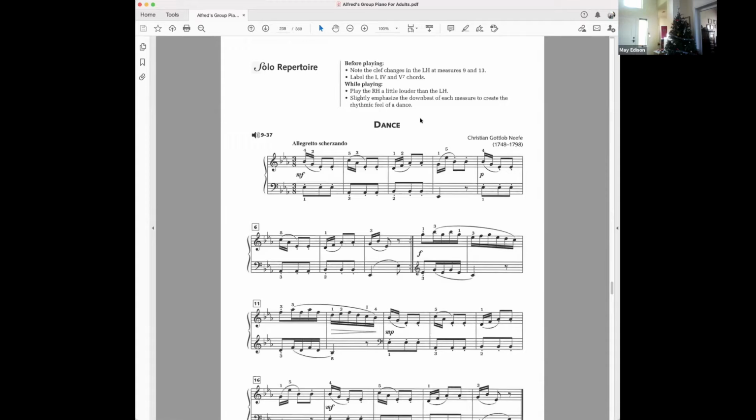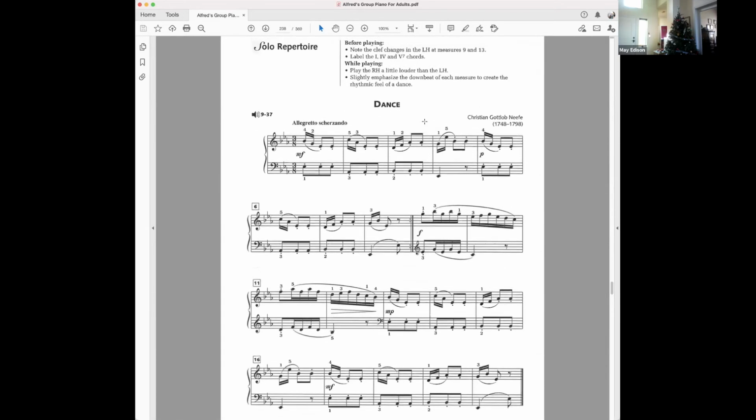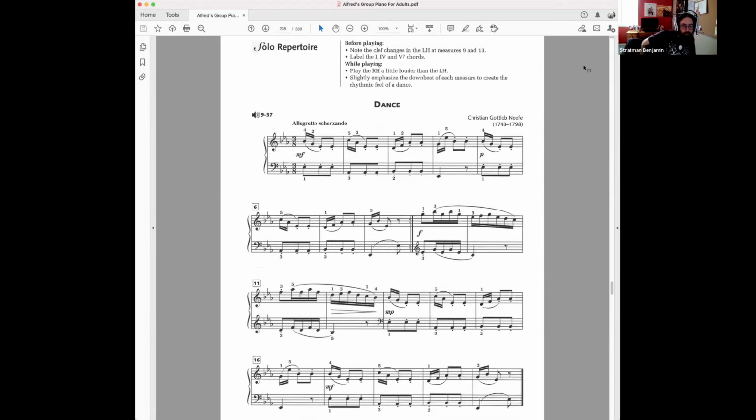Okay, this is called Dance. What can you tell me about it? Key of E flat major. Great. The bass note plays the root of our chords. We have a 1, a 4, a 5, and then a 1. Good.